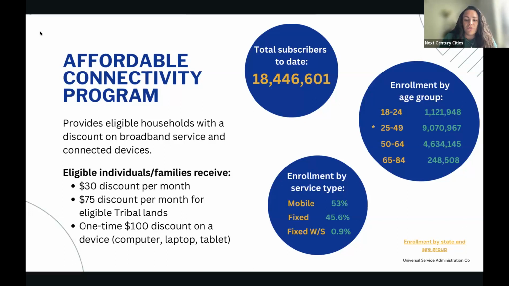When we look at enrollment by service type, you can see that 53% are enrolling with a mobile service type. Just behind that, 45.6% are enrolling with a fixed service type, and that does include cable, DSL, and fiber in that fixed service. So it's important for us to understand who is enrolling, how many people are enrolling, and where they're enrolling from when we talk about the importance of this program.